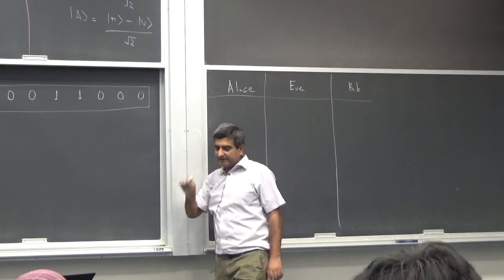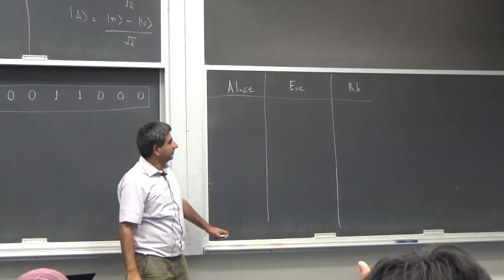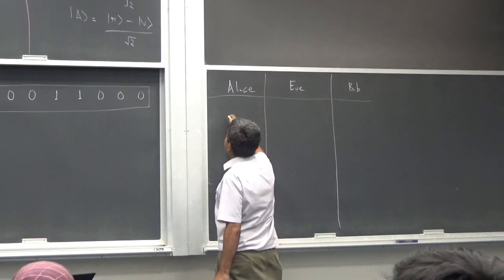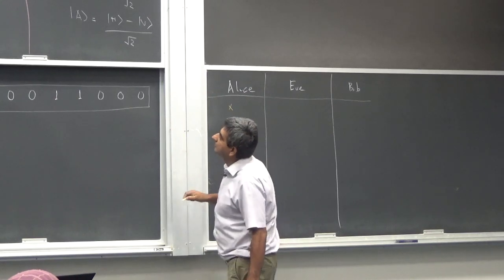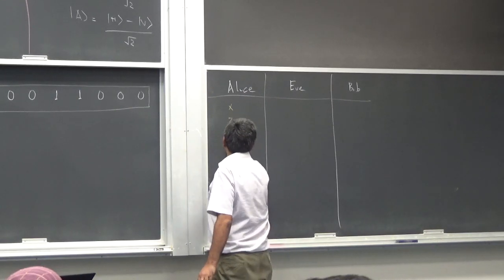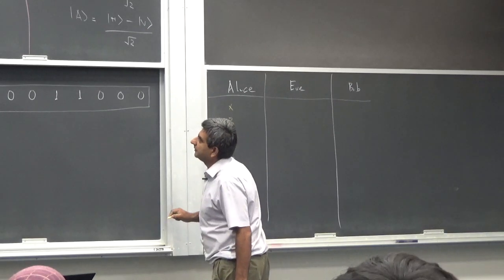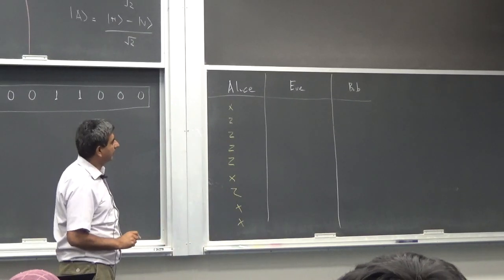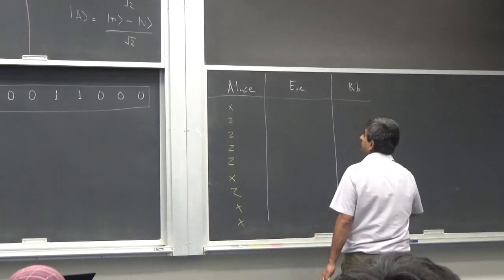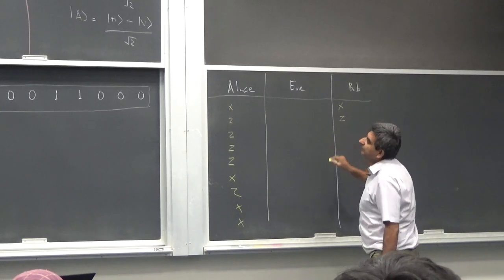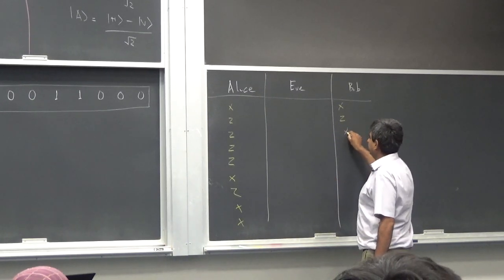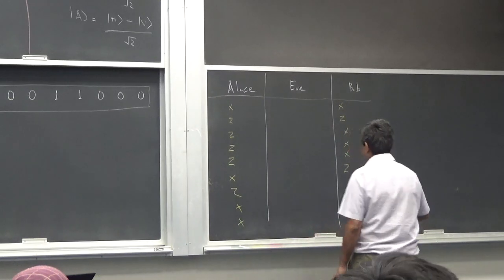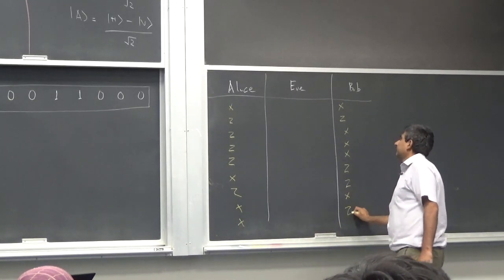So suppose Alice is very intelligent and she knows a little bit of quantum mechanics. So now let's look at another scenario. Let's use some of this data: X, Z, Z, Z, Z, Z, Z, Z, X, Z, X, X. Let's just suffice with this for the time. All right. And Bob uses X, Z, X, X, X, X, X, X, Z, Z, X, Z, X, X. So this is Bob's scheme.